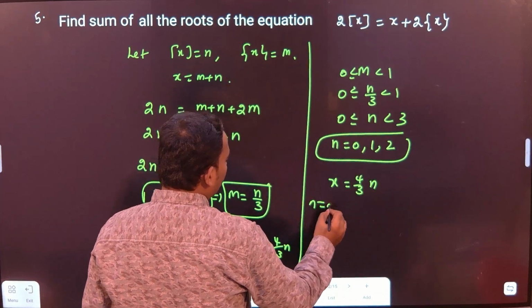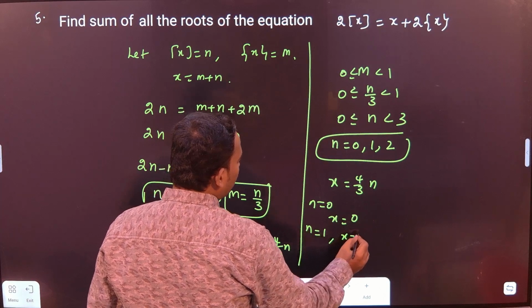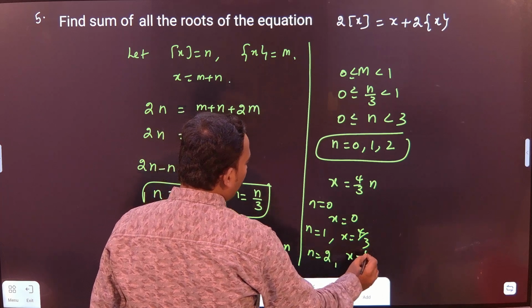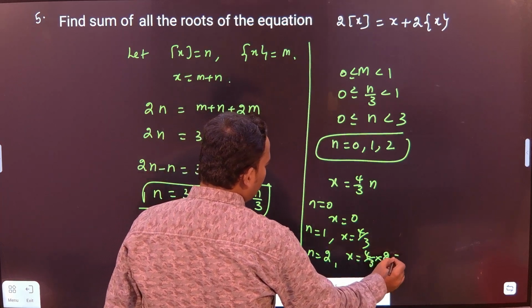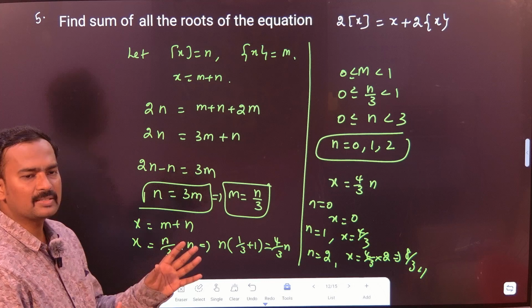If you put n is equal to 0, x is equal to 0. If n is equal to 1, x is equal to 4 by 3. If n is equal to 2, x is equal to 4 by 3 into 2, that is 8 by 3. These are your solutions. I hope everyone understands.